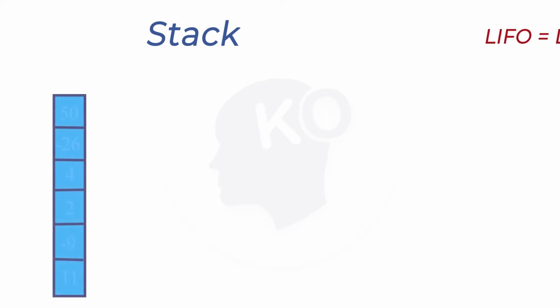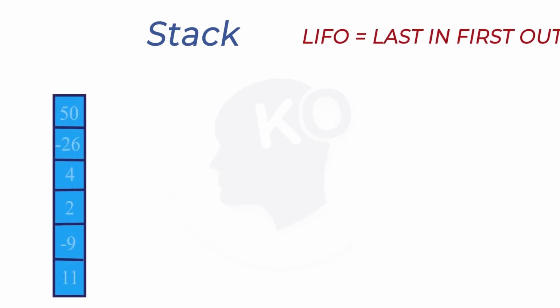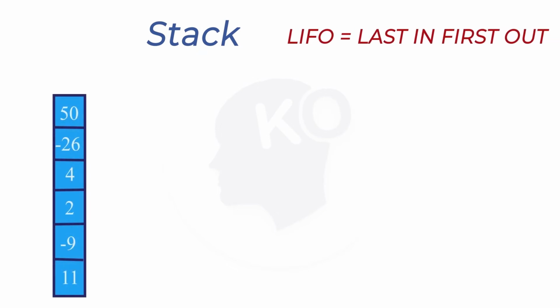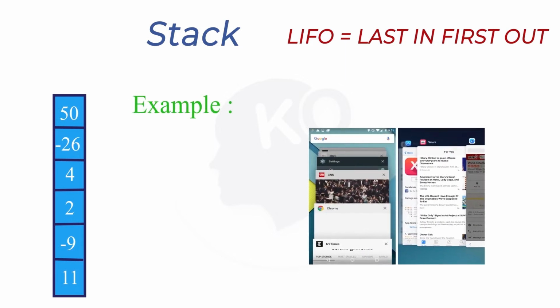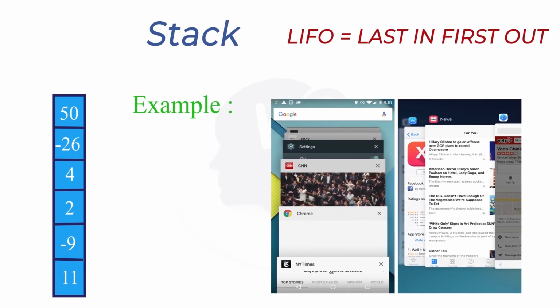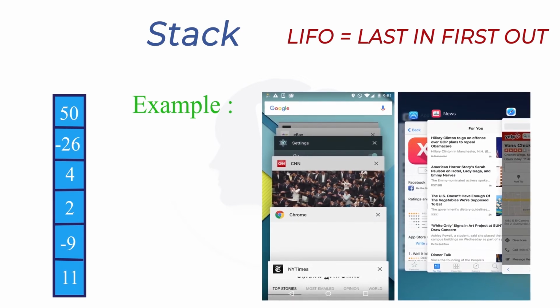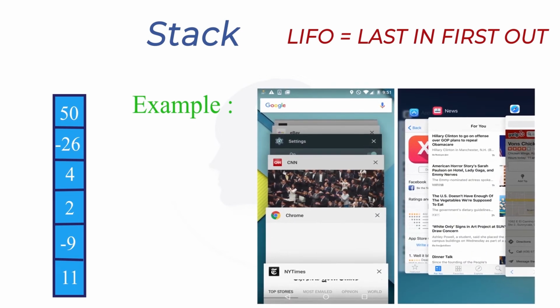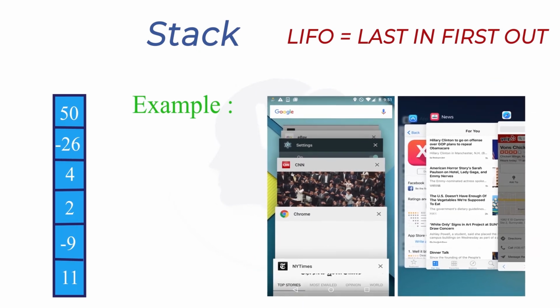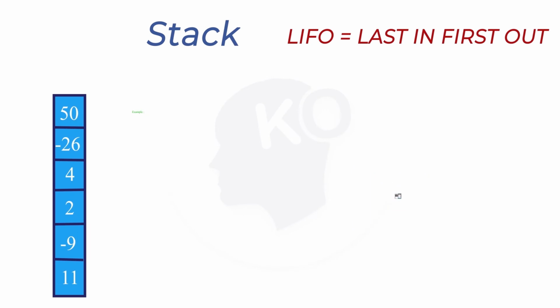Stack. Stack is a linear data structure, which follows a particular order in which the operations are performed. The order is LIFO, that's last in first out. There are many real-life examples of a stack. Have you ever noticed the recent tabs in your smartphone? That's one example of a stack, as it shows the last recent screen tab there. That's the last in first out rule. Stacks have practical uses such as undo or history.